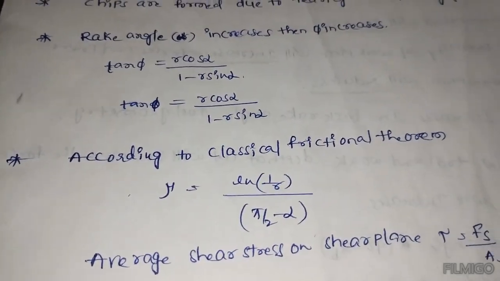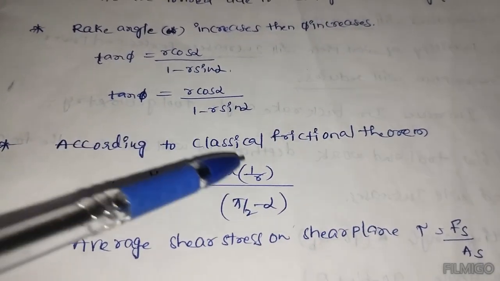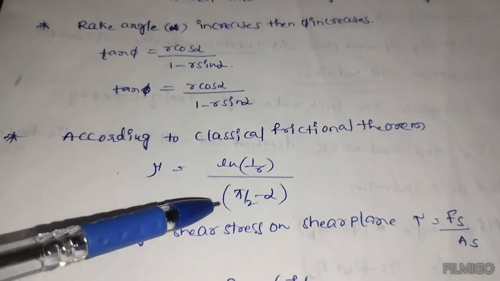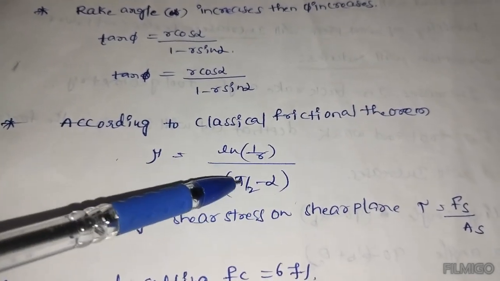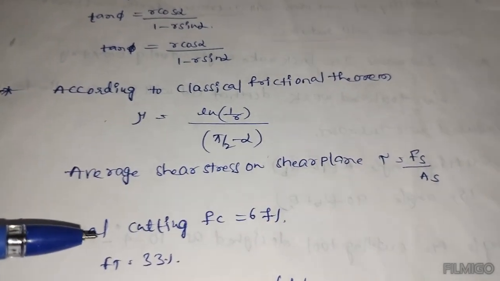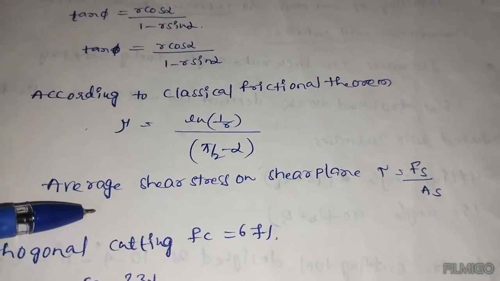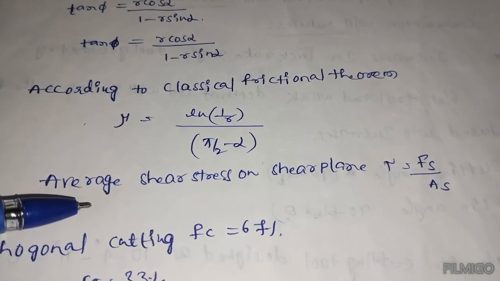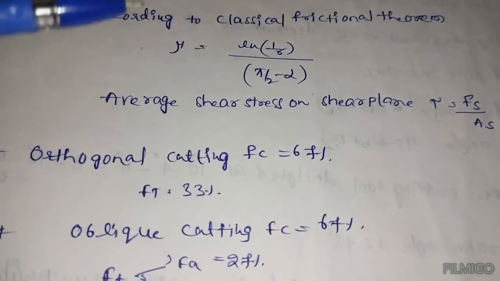According to the classical friction theorem, mu is equal to ln of 1 by r, times phi by 2 minus alpha. Average shear stress on the shear plane, tau, is equal to Fs by As.